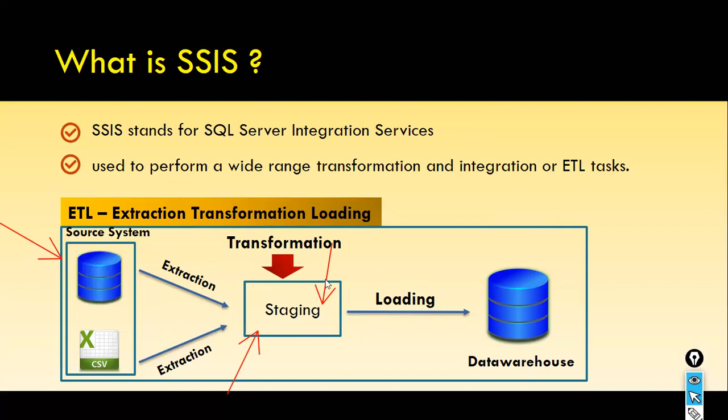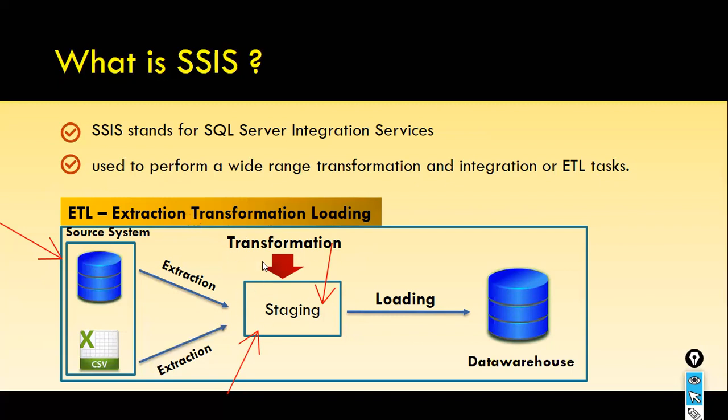Tools like SSIS can be used to perform the ETL task. E stands for extraction, T stands for transformation, L stands for loading. The E is happening between E and L. So we simply pull the data and then load it into your staging area. And then here we perform the transformation. The T part comes here.